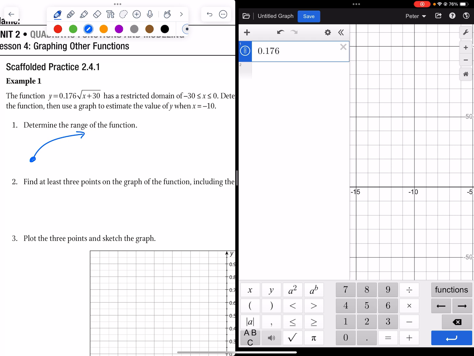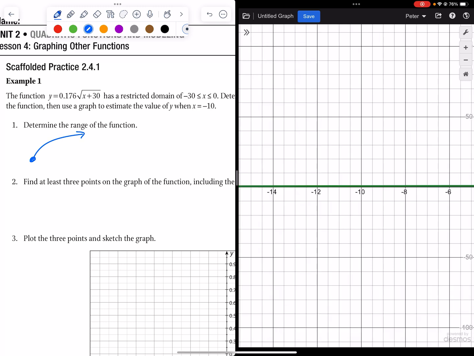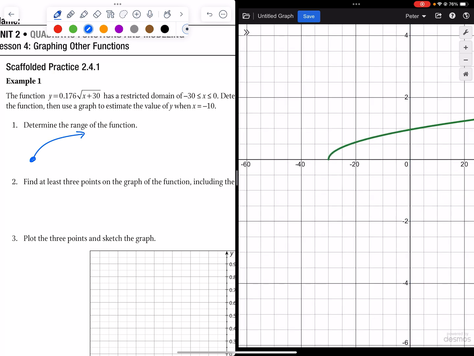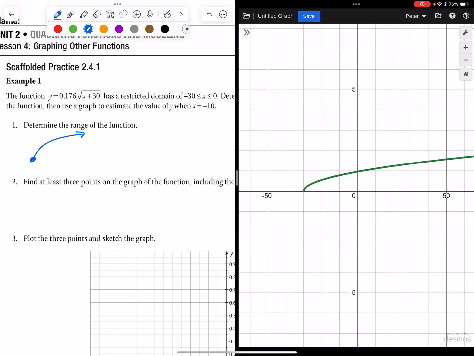0.176 square root x plus 30. All right, now guys, watch this video. Feel free to hit pause, start, stop, whatever. Now, if I want that plus 30 to be outside, you have to click outside and then plus 30. Just keep that in mind. I want it inside, but just be aware of that. I'm going to hit the home button. Now I'm going to stretch it so that it looks the way I want it to.